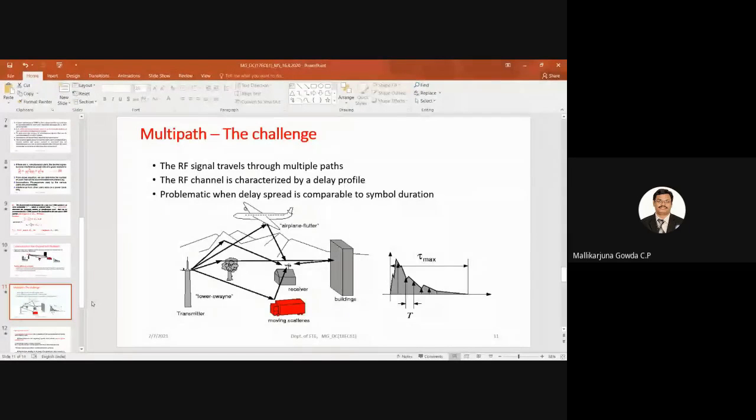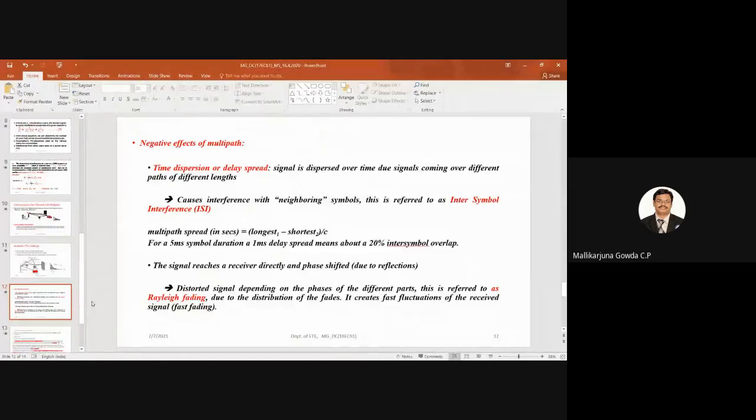Yeah, I think so. These are the negative effects of multipath. One is time dispersion, or we say delay spread. As I said, the signal is dispersed over time due to signals coming from different paths of different lengths. That we call delay spread. That leads to interference with the neighboring symbols, which we call inter-symbol interference, as I said.